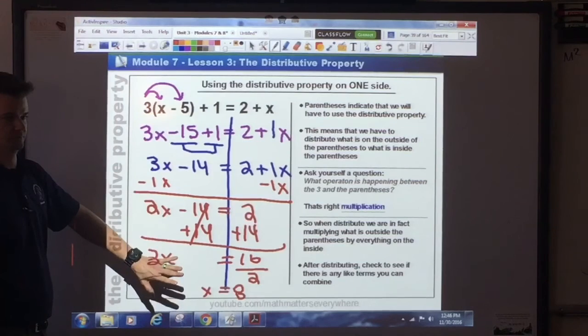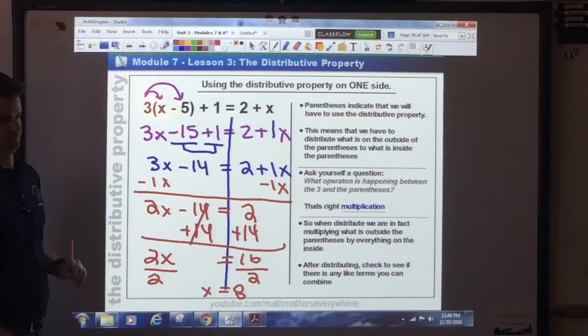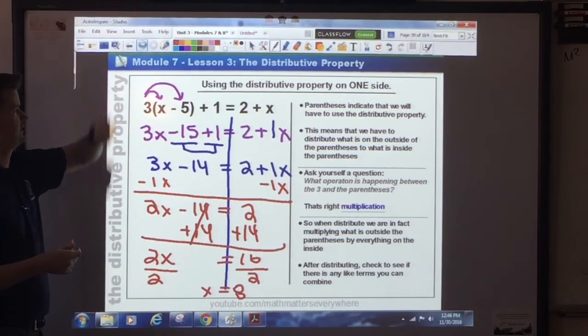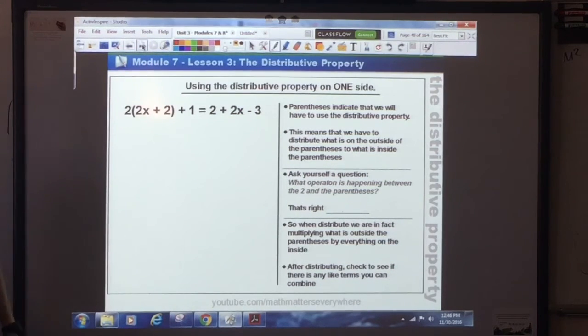Questions on this one? No. Have another example, don't worry. Now here we just have distribution on one side. Eventually we'll have distribution on both sides. Same process though. So here, distribution.